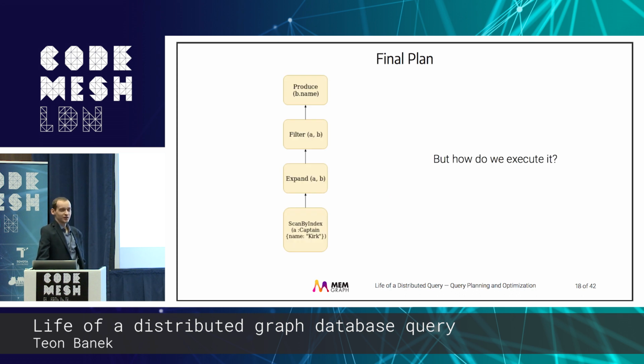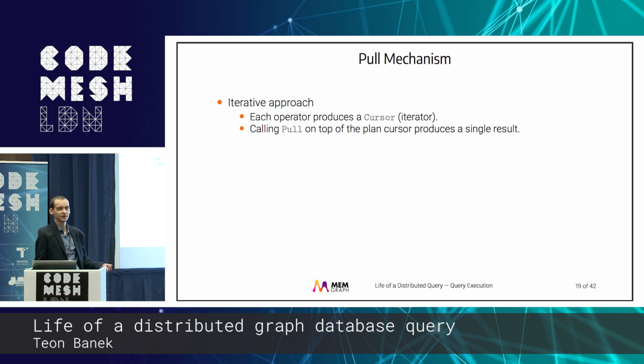So the question is, how do we actually execute it? At Memgraph, we use a pull mechanism, which is essentially an iteration, like done in a for loop with iterators or similar. So for each operator, we produce a cursor data type, which is an iterator, basically. At the top of our plan, we have produce. We call make cursor on that. It gives us a cursor, but recursively constructs all the cursors of all the operations below.